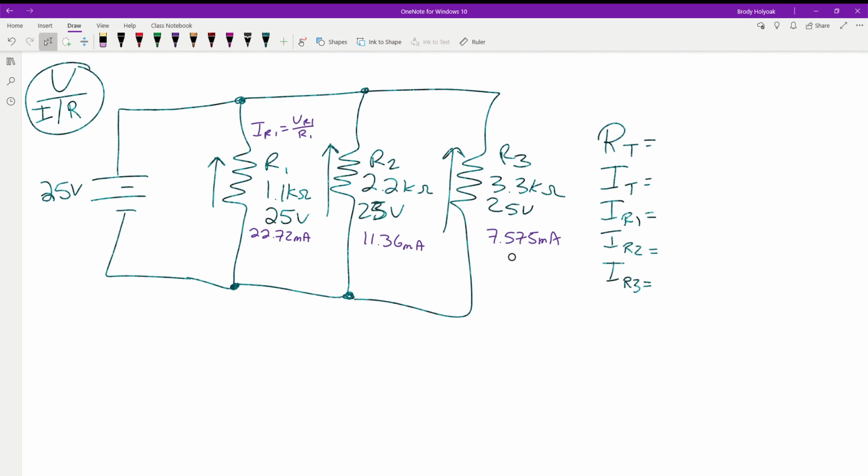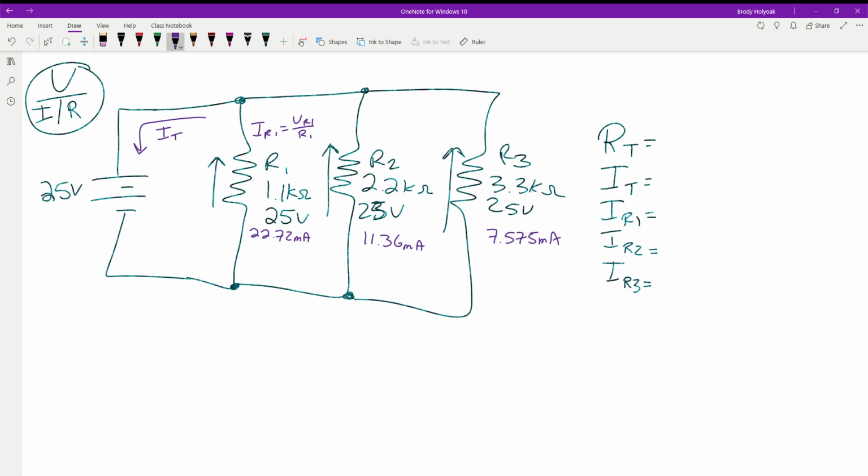So just like we would have with voltage drops in series, if you increase your resistance by 2, 3, 4, whatever, your voltage drop is going to increase by 2, 3, 4. Same with the current. It's going to decrease by half because resistance and current are inversely proportional and resistance and voltage are directly proportional. Okay, so now that we have those individual currents, now we need to solve for our I total.